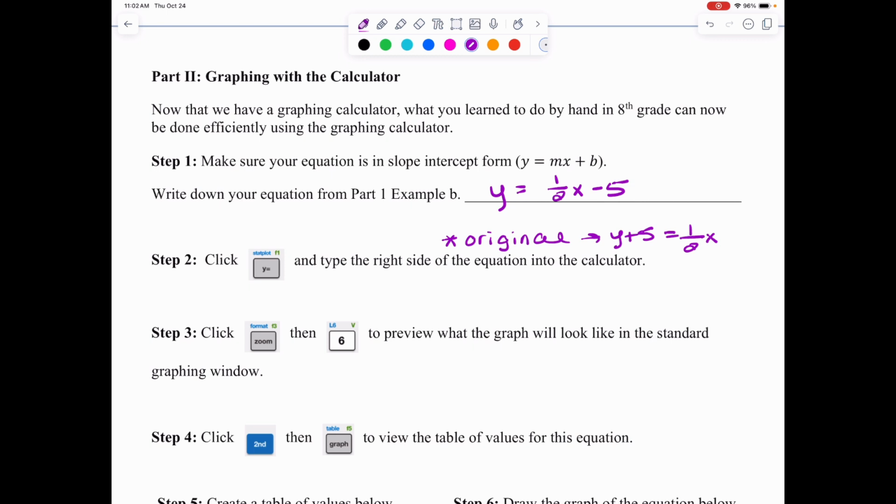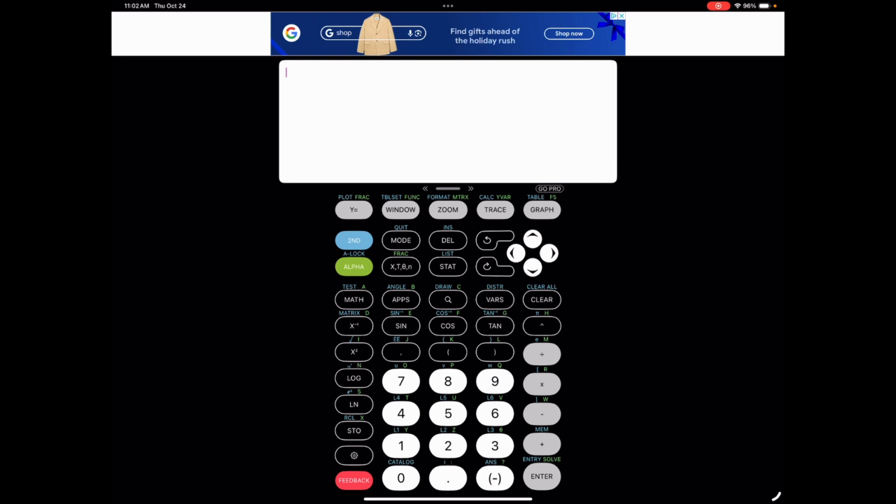So we are now going to go to step 2, which is to click the y equals button and type the right side of the equation into the calculator. So we're looking now at the graphing calculator. We are going to click the y equals button. If you have anything in there, please clear it out. Also, make sure none of the plots are on at the top. So do you see how my plots, I have one red and 2 blue? That probably means that this plot is on. So I'm going to arrow up, hit enter, and make sure that it's off. So now they're all off.